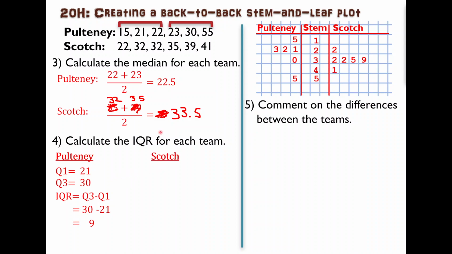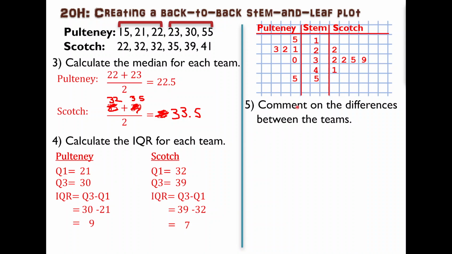And I can do the same for Scotch as well. Q1 is 32. What's Q3 for Scotch? What's the median of the top half? It's 39. And what will the IQR be for Scotch? It's Q3 minus Q1, which is 39 take 32, which is 7. So you can see that Poultney's results are more spread out. The IQR, interquartile range, measures how consistent or spread out the results are.